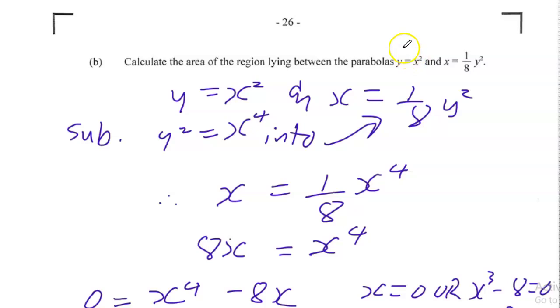So remember, these are the functions. We have y equal x squared, and then if I transpose for y here, this will become 8x equal to y squared, which means that y will be the square root of 8x. Alright. So y equals the square root of 8x and x squared.